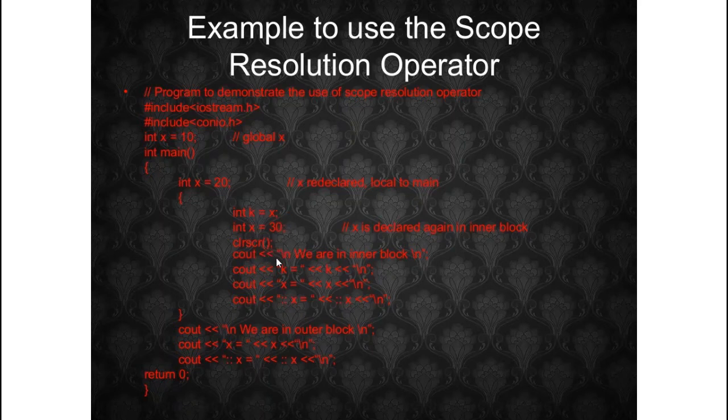Clear screen. Cout we are in a block. k equals k. So what will it display? k equals 20 and x equals 30 and x equals scope resolution operator x. This statement outputs the x that is declared globally. So basically, the scope resolution operator is used to display the global variable.